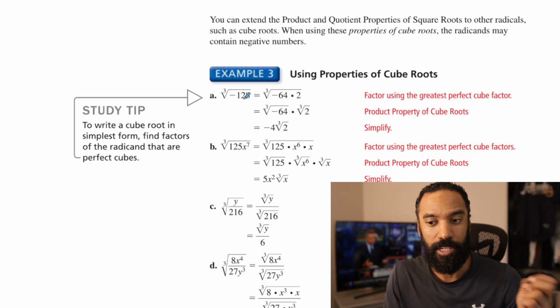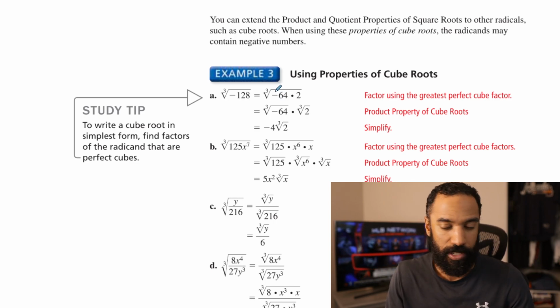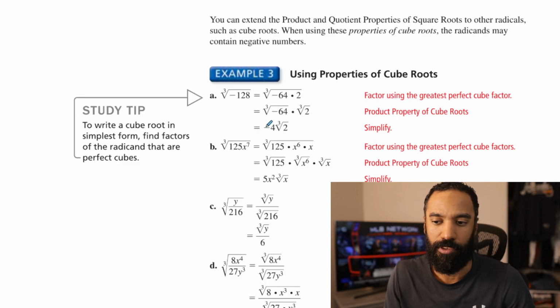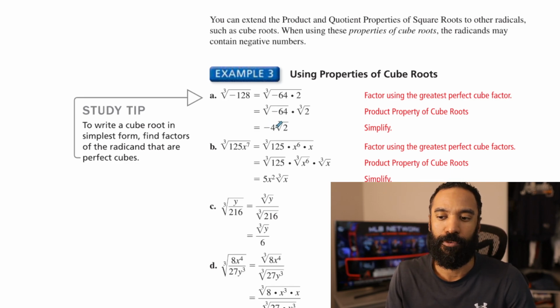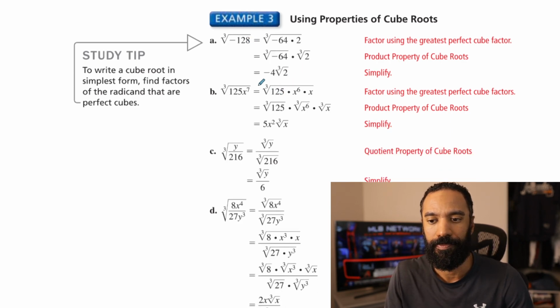We have to find a perfect cube. 64 is a perfect cube, as well as a perfect square, or negative 64 in this case. And the cube root of negative 64 is negative 4. So you have negative 4 times the cube root of 2, as 64 times 2 is 128, and 2 is not a perfect cube. 125 is a perfect cube of 5, so that'll completely come out here.